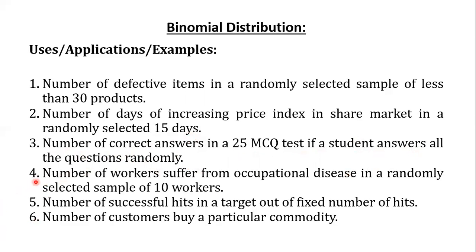Number 4, the number of workers suffering from occupational disease in a randomly selected sample of 10 workers. Number 5, number of successful hits in a target out of a fixed number of hits. Finally, number 6, the number of customers who buy a particular commodity.